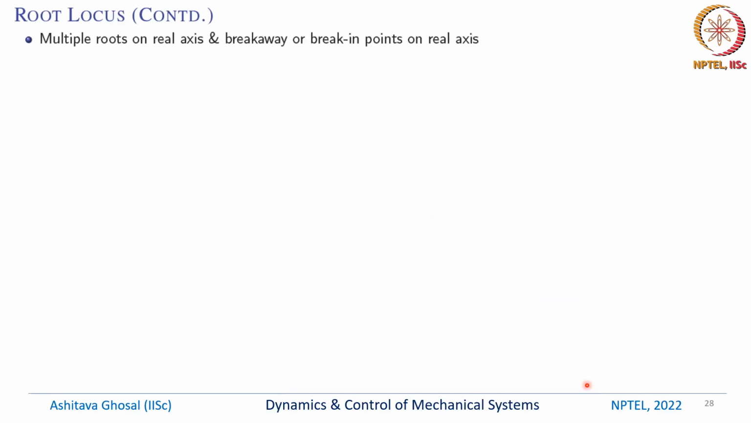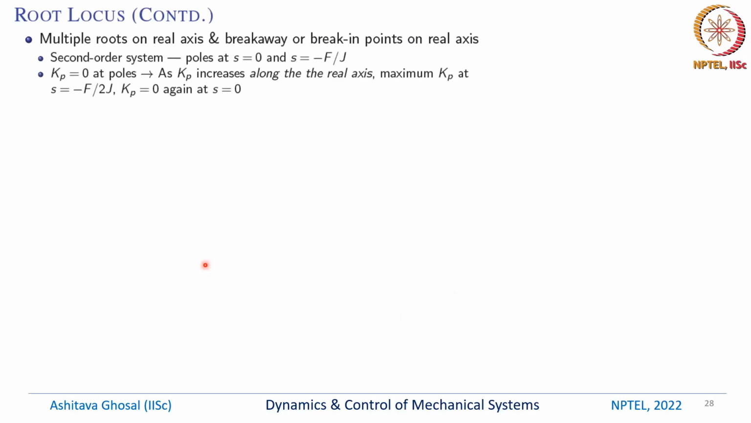So the last thing in sketching a root locus is something called multiple roots on the real axis, and breakaway or break-in points on the real axis. So if you have a second order system with poles at s equals 0 and s equals minus f by j, this is the well-known example now of a link being rotated by a DC motor. So we have one pole at the origin and one pole at minus f by j.